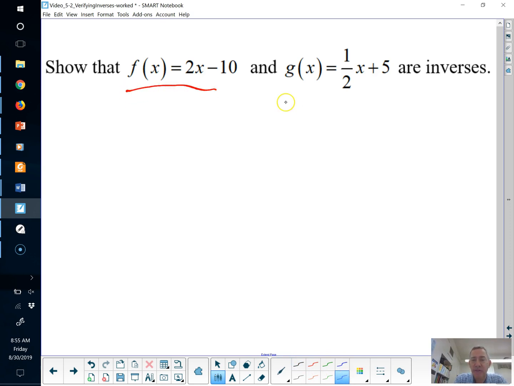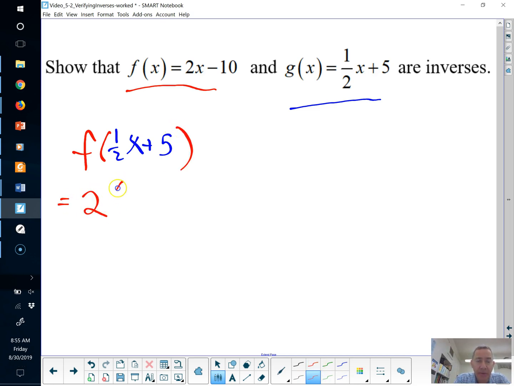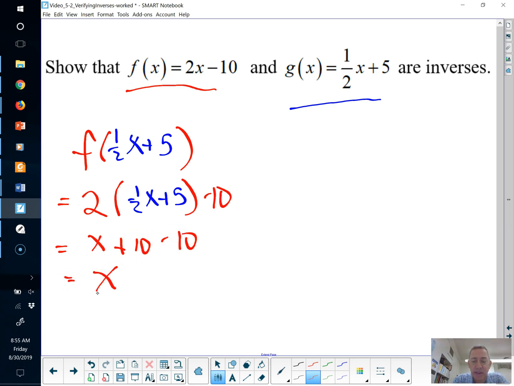So I've got two functions. f of x is 2x minus 10. g of x is 1/2 x plus 5. So f of g of x in this case is f of 1/2 x plus 5, which means f of g of x is 2 times 1/2 x plus 5 minus 10. Little distributive property tells me that this is x plus 10 minus 10. This is x. So yes, in that side they are inverses.